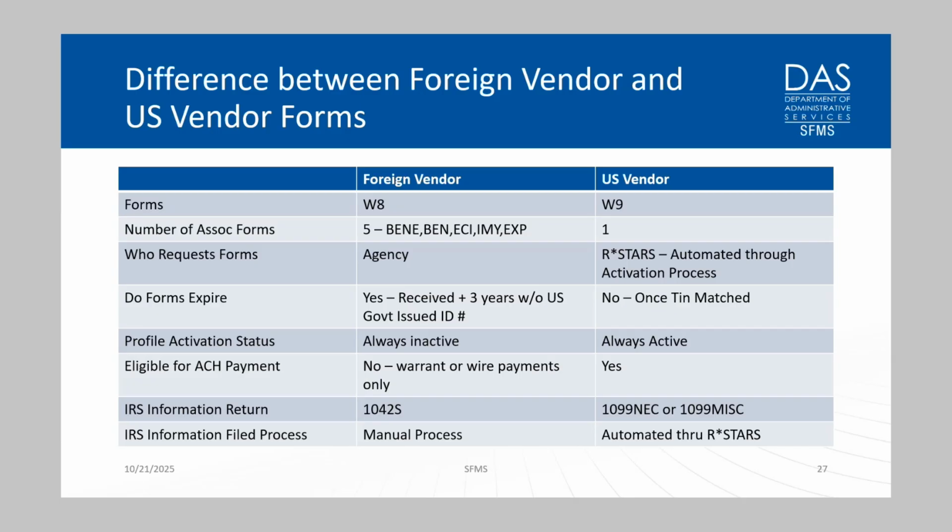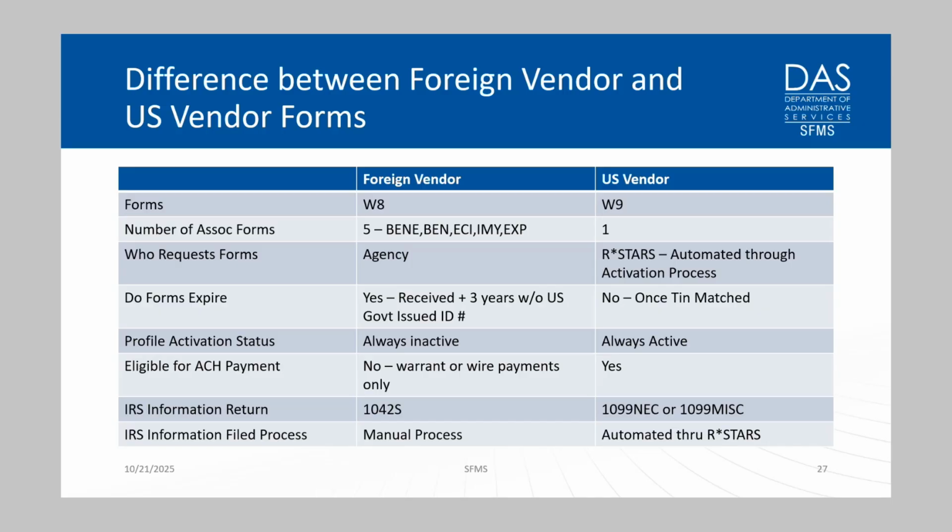Do the forms expire? For a W-9, no, because it's a U.S. issued ID. For foreign vendors, potentially it won't expire, but for the most part it does expire, because most of the forms that come in do not have a U.S. EIN. It's the received date plus 3 years without a government issued ID. Profile status: always open for U.S. vendors once verified. Foreign vendors are always inactive unless requested to be activated.